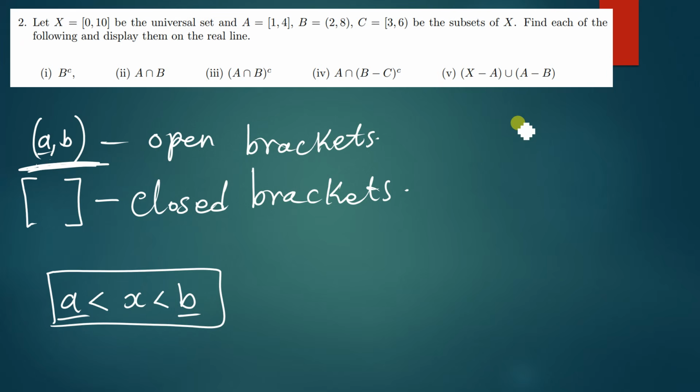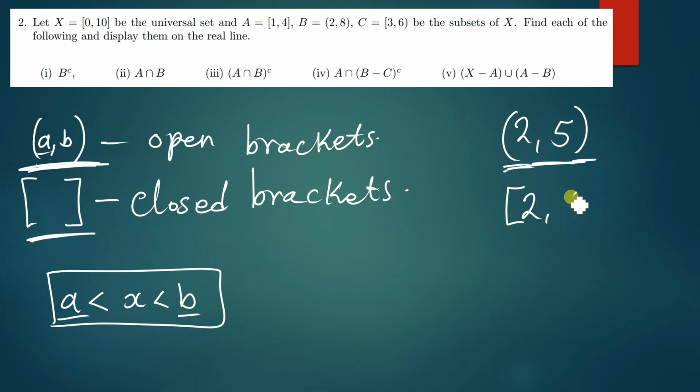If I write something like (2, 5), I simply mean that on both 2 and 5 we have the open brackets. This implies that 2 and 5 are not part of this set. The opposite is true for the square brackets, the ones that we call closed brackets. If I write [2, 5], this means that 2 and 5 are part of this set.